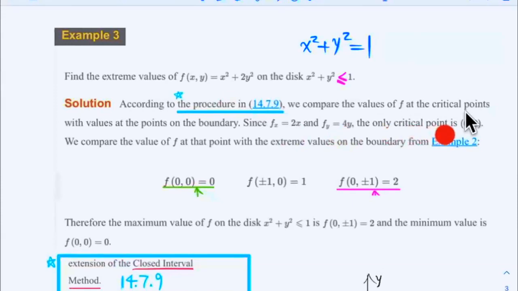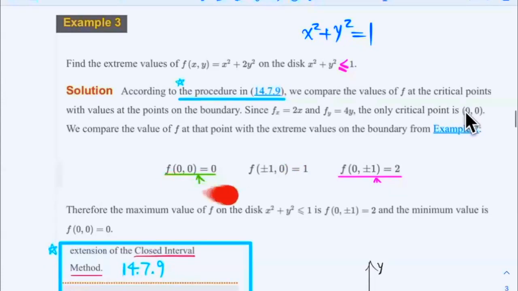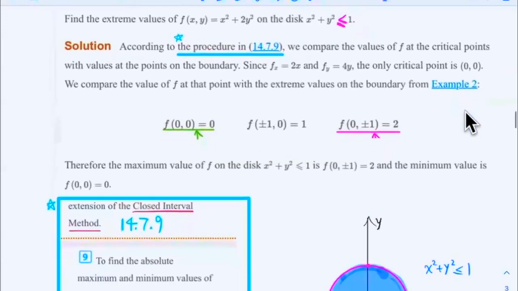So the only critical point inside the set is what? 0, 0. There's only one critical point, right? Now you just evaluate the function at this point. Put 0 and 0 in for x and y. The function value will be equal to 0, right? And we also got on the boundary, the minimum is 1 and the maximum is 2. Now we're going to compare them. Comparing these, now you can find the extreme values on this closed bounded set.